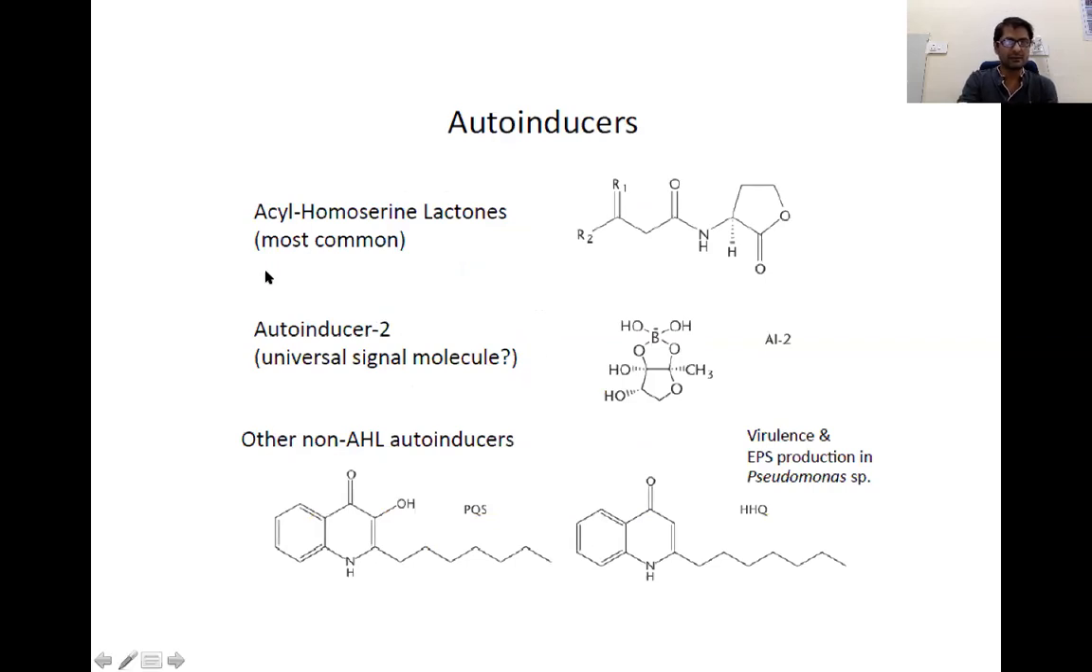So autoinducers are acyl homoserine lactones. As I told you, this is the structure of acyl homoserine lactones, the most common. Autoinducer 2 is a universal signal molecule, also known as AI2. And other non-AHL autoinducers, as I told you, could be mostly peptides. So these are some non-AHL inducers. They are responsible for virulence and EPS production in Pseudomonas species.